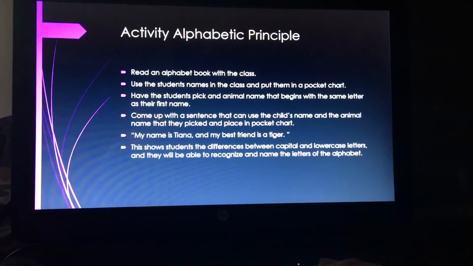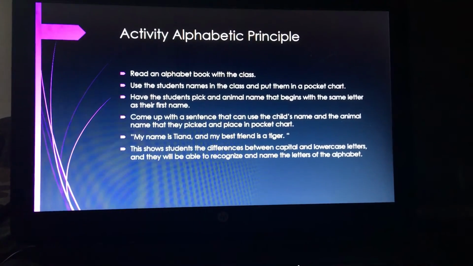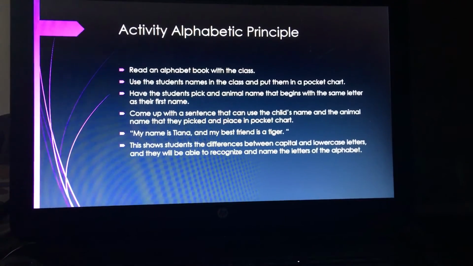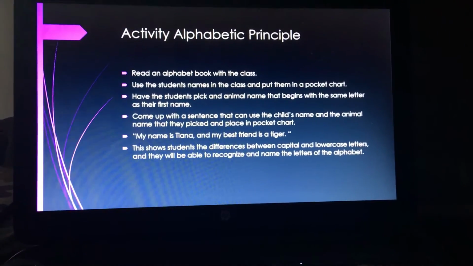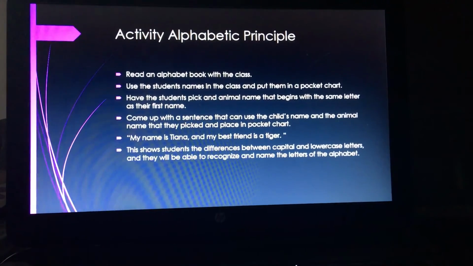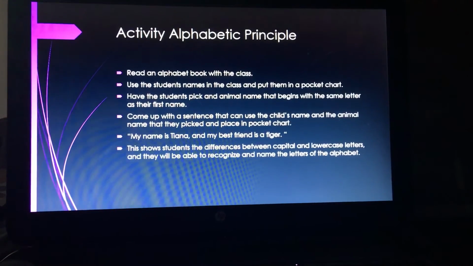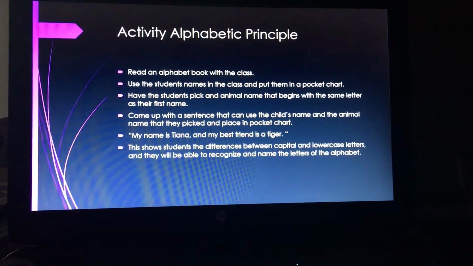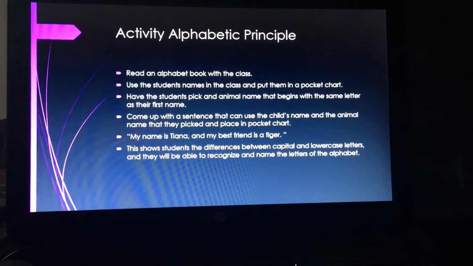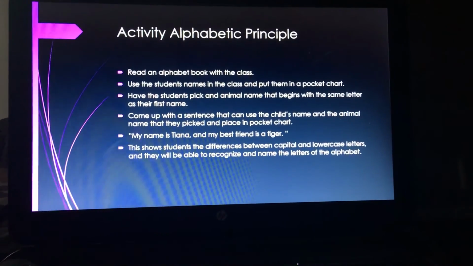So this is a little activity that you can do with your students. You can read an alphabet book with the class, and then you can line up all the letters of the alphabet. Then you take out the students' names and have them write it on a card, and you put them in a pocket chart. You could probably do it on a whiteboard too, with maybe magnets or something like that.